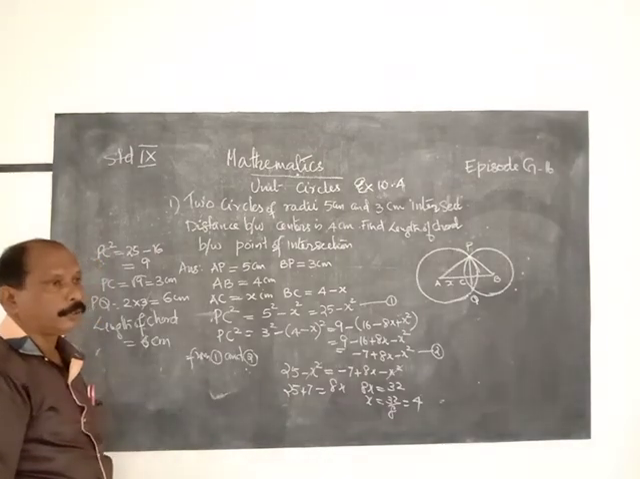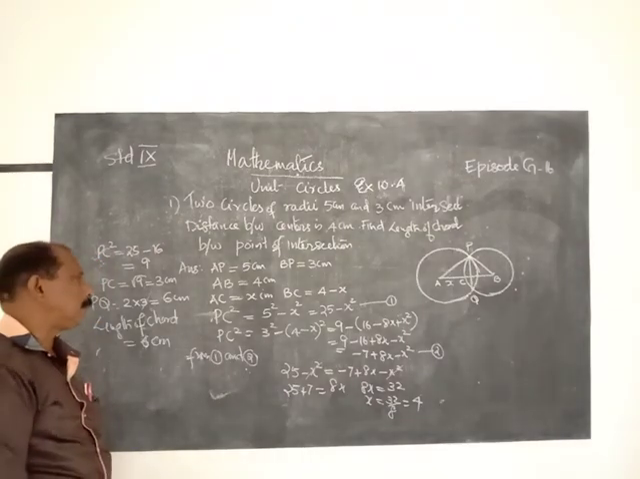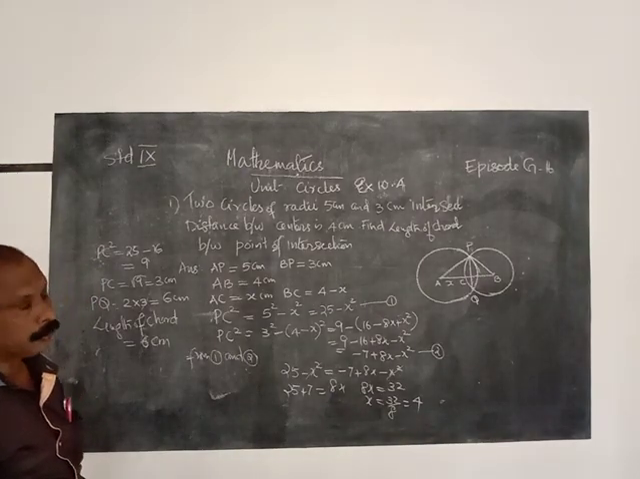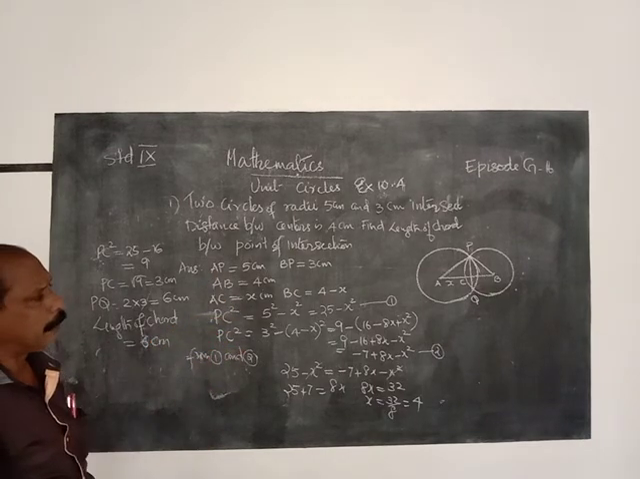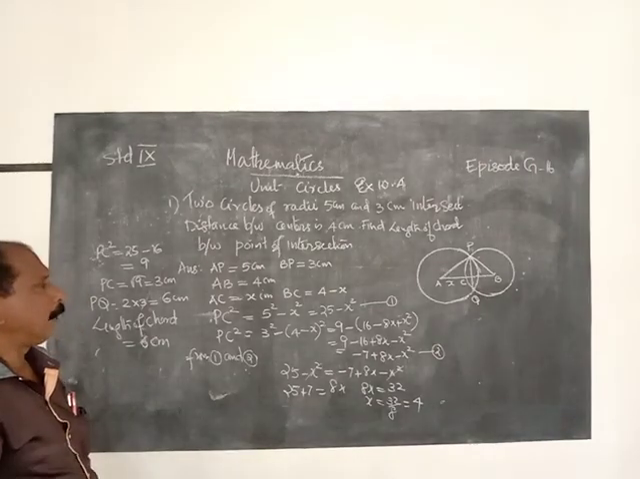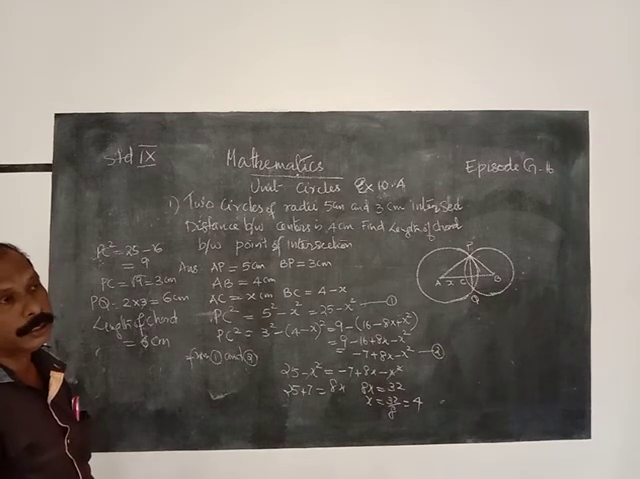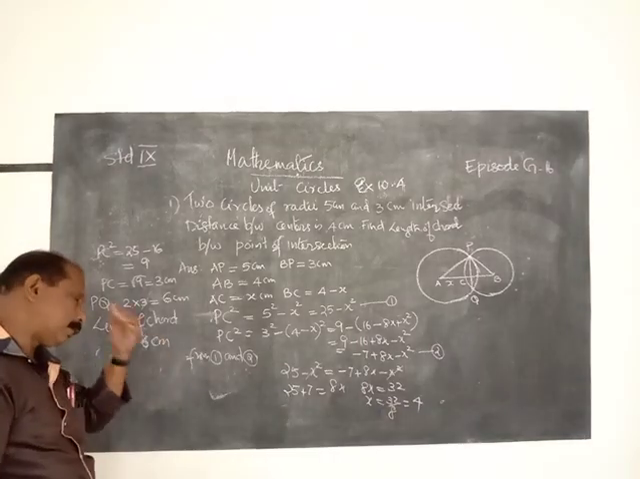The distance between the points, the centers, AB is equal to 4 cm. Let us assume that AC is equal to x centimeter. Therefore, BC is equal to 4 minus x centimeter. From the first right angle triangle, PC square, that is altitude square, is equal to, by the Pythagorean relation, hypotenuse square minus base square, that is AP square minus AC square, it is 5 square minus x square. That is 25 minus x square, that is the first equation.